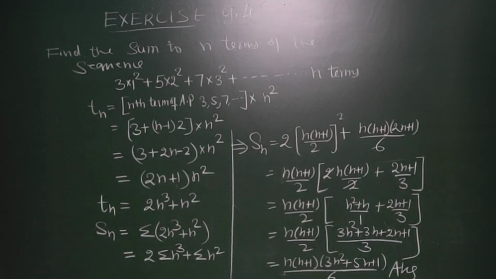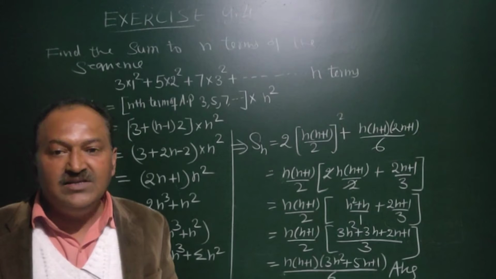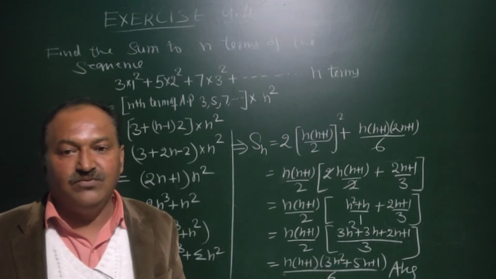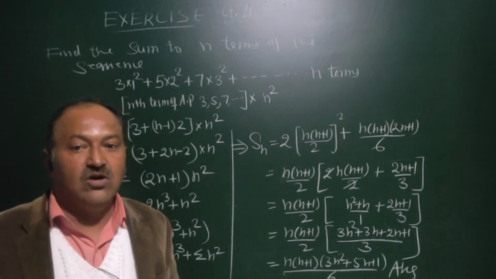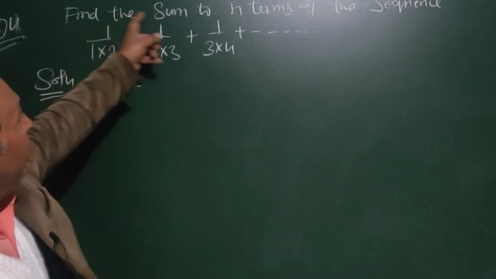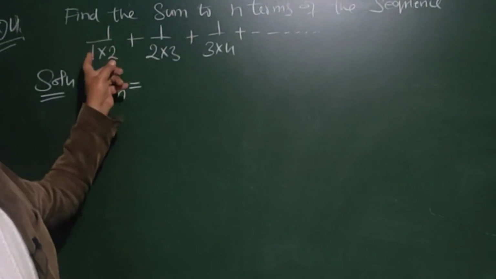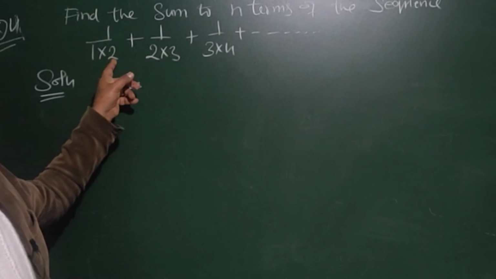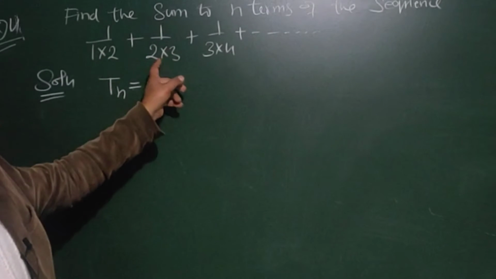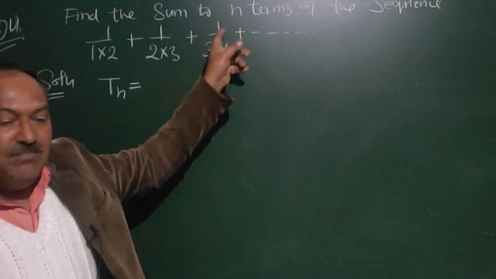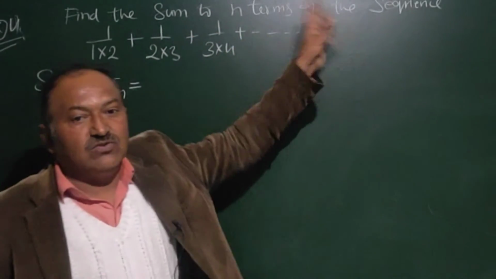And this is a very important question for examination as well as computation point of view. That's all. Find the sum to n terms of the sequence 1 upon 1 plus 1 into 2 plus 1 upon 2 into 3 plus 1 upon 3 into 4 plus and so on.